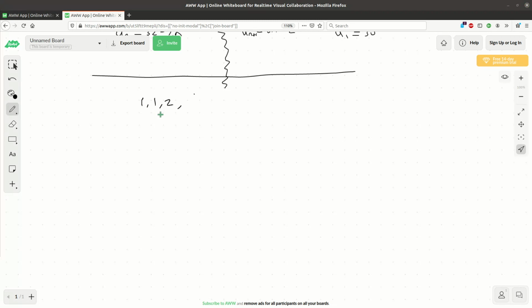Okay, 0, 1, 1, 2. You get basically the next term by adding up the two previous terms. So 1 plus 1 is 2, 1 plus 2 is 3, 2 plus 3 is 5, 3 plus 5 is 8, 13, 21, 34, so on and so forth.